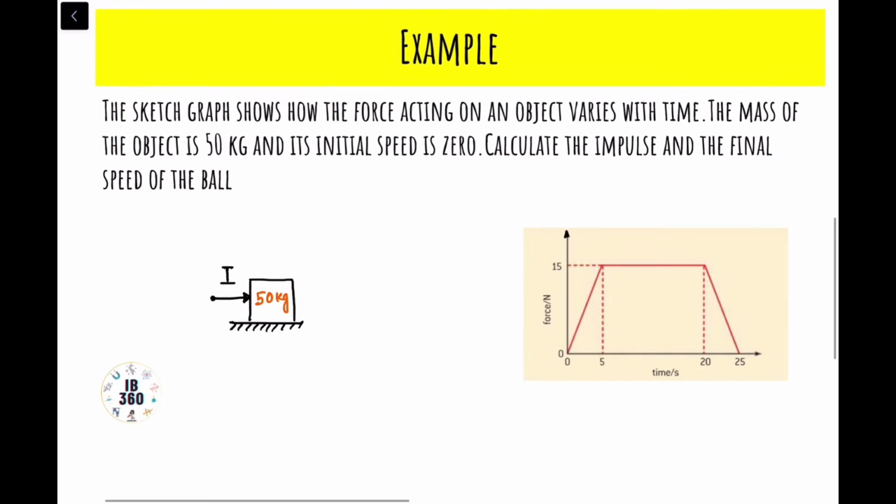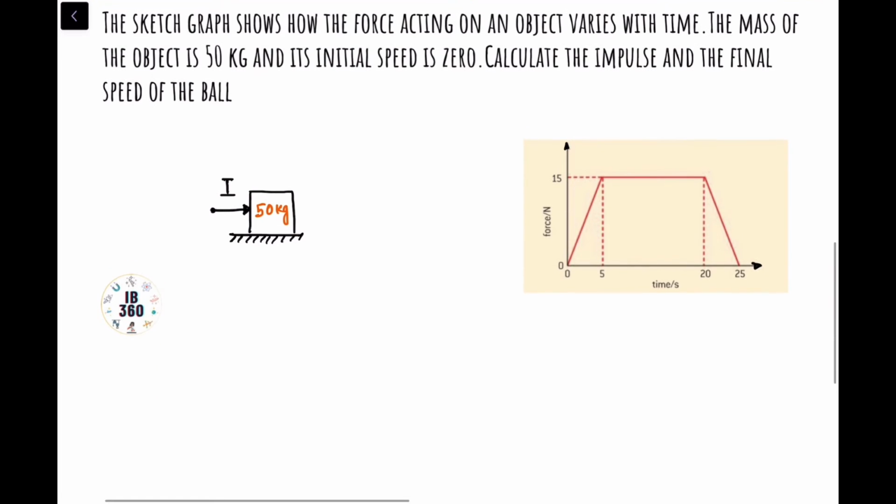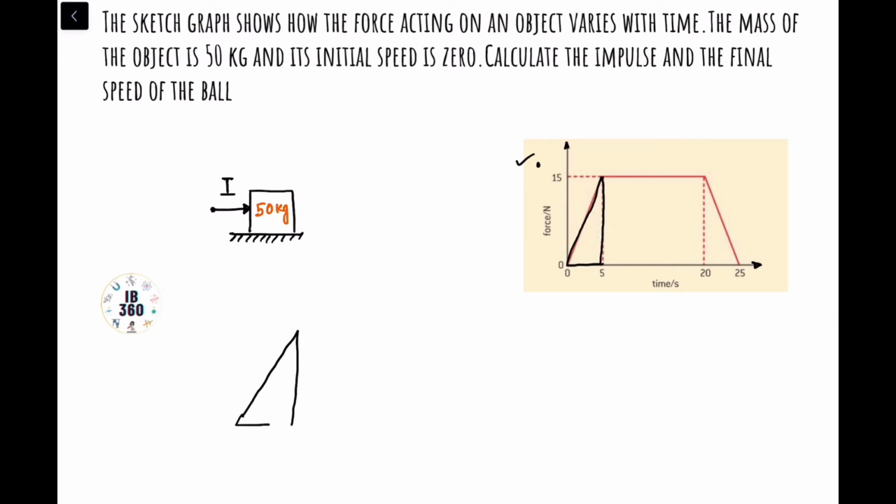How can I find the impulse here? If I know the force time graph and find the area enclosed by it, I can find the impulse. The force time graph is given, so we just have to find the area under it. The area under the force time graph can be divided into 3 parts for calculation. This first part is a triangle.